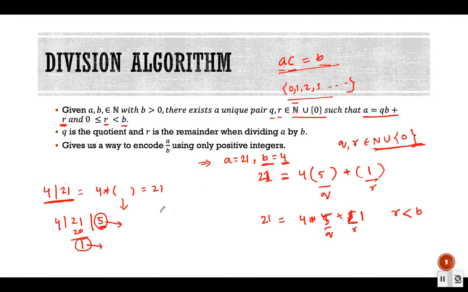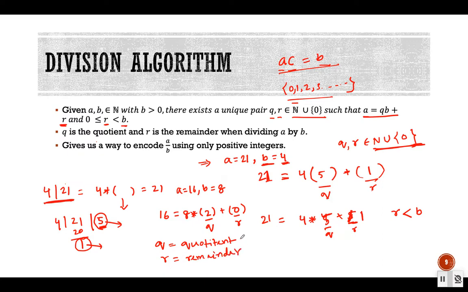Now I can represent 16, where a equals 16 and b equals 8, like this: 8 times some number plus some number. In that case it will be 8 times 2 plus 0. Here this value is q and this value is r. Their names are: q is known as the quotient and r is known as the remainder.